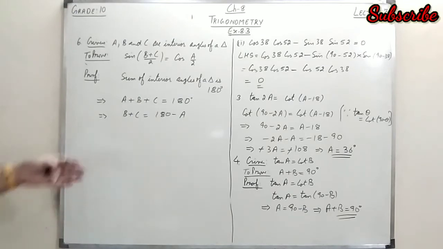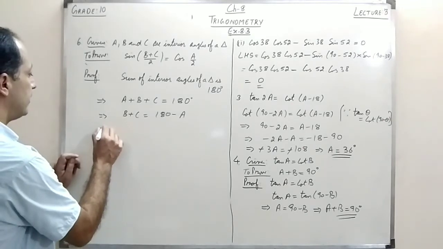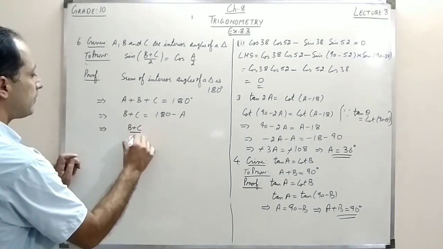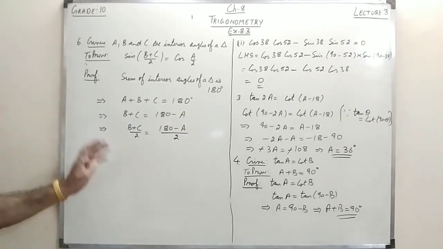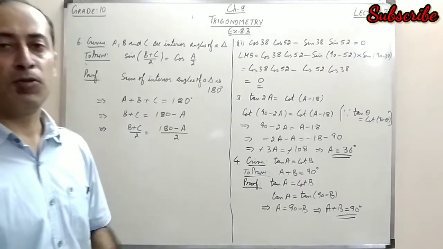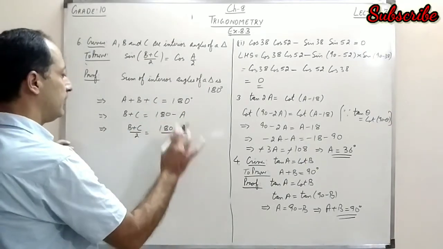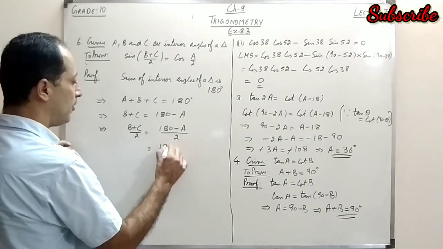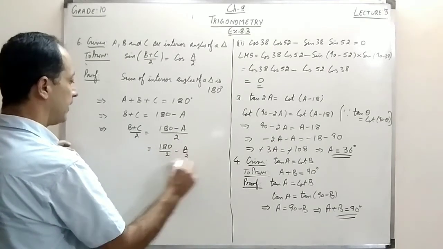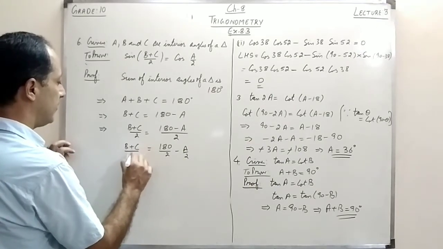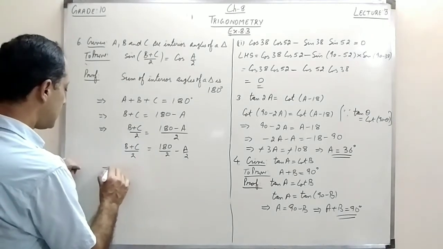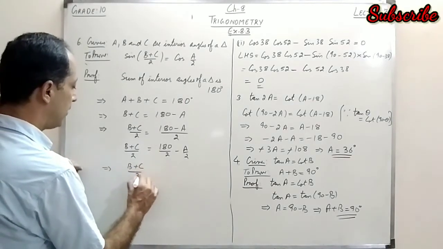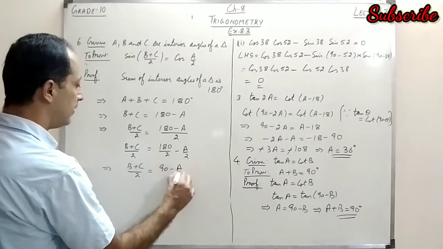Now what else do you see? Both are divided by 2. So we divide both sides by 2. I can write this as B plus C upon 2 equals 180 minus A upon 2. Now on the right side there is only A by 2, there is no 180, so on this side I can write 180 upon 2 minus A by 2. On the left side, it is already B plus C by 2. Now this 180 upon 2 is 90. So B plus C upon 2 equals 90 minus A by 2.